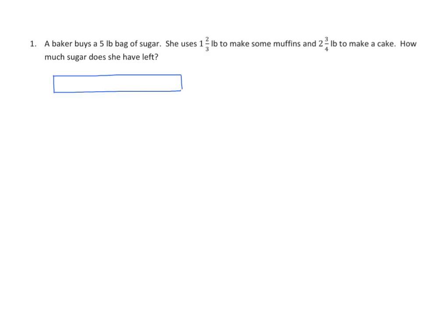RDW means read, draw, write. So now we're doing the draw part. And the whole here is 5 pounds. Okay, what are we doing now? She uses 1 2/3 pounds to make some muffins. So we're going to take away sugar when we make the muffins. It goes away. So we'll put an M there. And then we look at the 2 3/4 to make a cake. Again, we're taking that away.